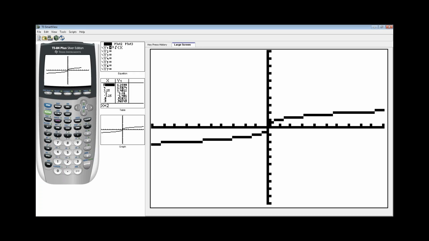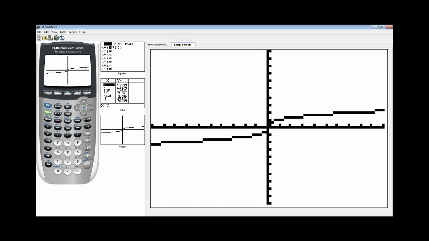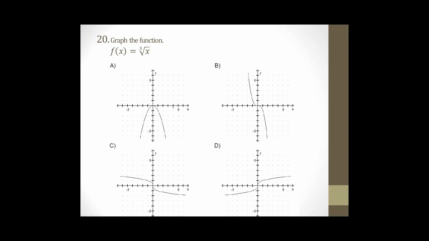Now let's say your window was looking different and you couldn't see what you wanted to see. If you press zoom standard, that's a good one to choose because it gives you that standard window I just showed you. So you could type 6, or you could scroll down to number 6. But here's the graph of the cubed root of x. So you can take this and compare it with the ones in the question, and you can choose the appropriate graph. So if we go back to the function, that would be option D.